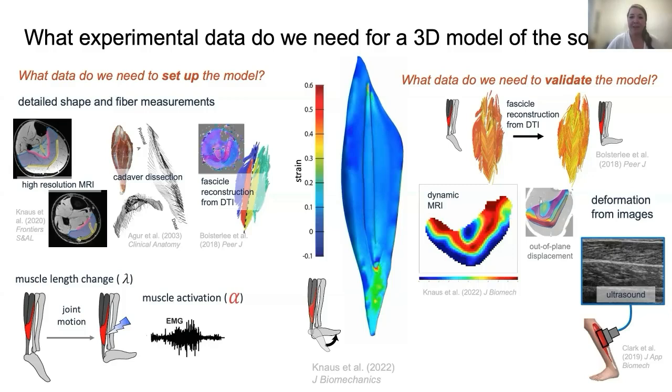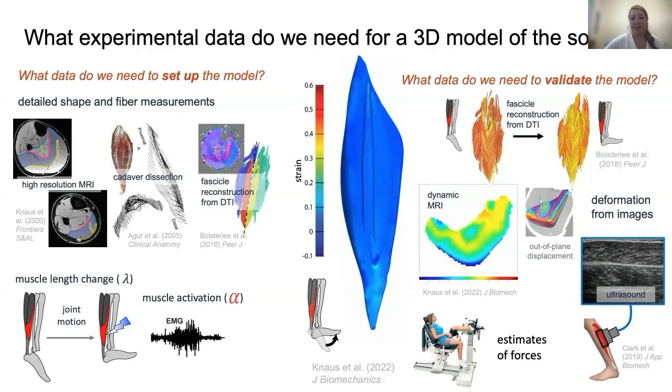And so this tells us a lot about deformation, and we can validate that our model shape changes and strains look correct. To further look at stresses and forces, we would need further measurements, so estimates of forces if we're working in vivo with humans, which was the case with this model. If we're modeling animals, sometimes we have more direct measures of muscle forces that we can work with.